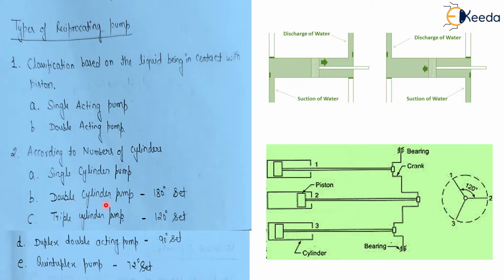All these cylinders are connected at 120 degree set. And if it is a double cylinder, then for balancing purpose, these two cylinders will be connected at 180 degree set. And if it is a duplex double acting pump, then it will be a 90 degree set. And if it is a quintuplex pump, then it is a 72 degree set. That means there are 5 cylinders. In this there are 4, there are 3 cylinders and here 2 cylinders. So this is the types of reciprocating pump.